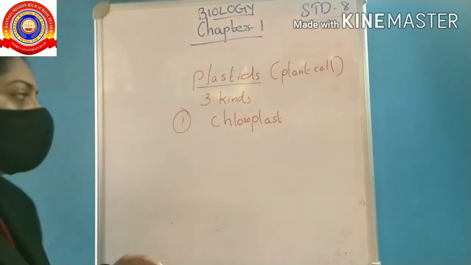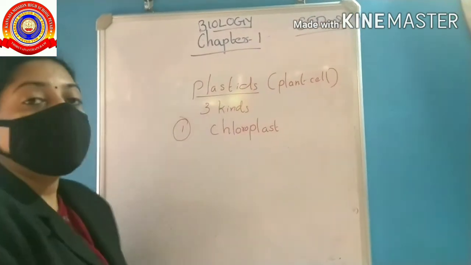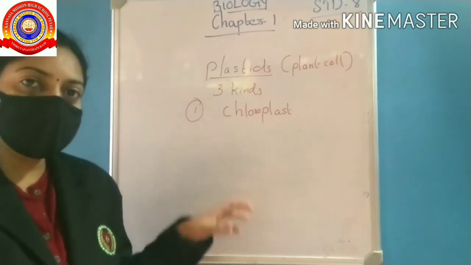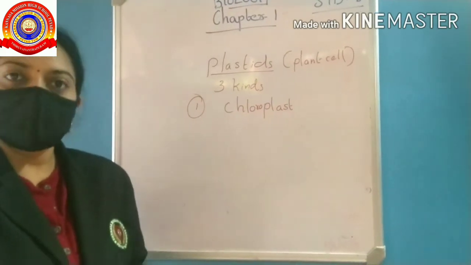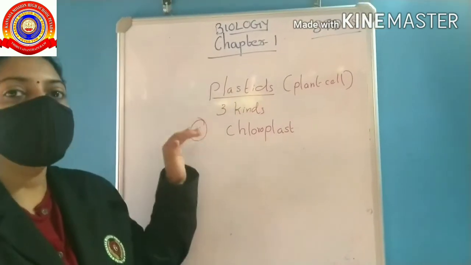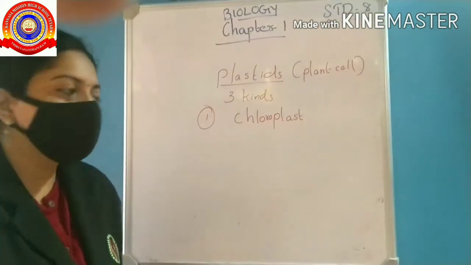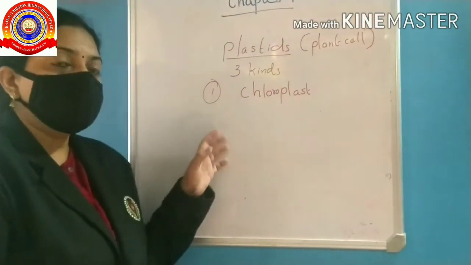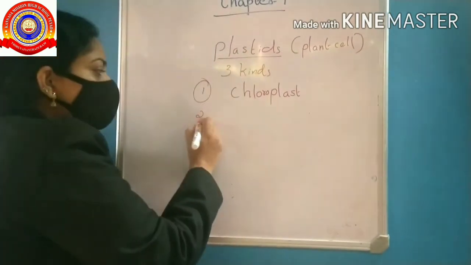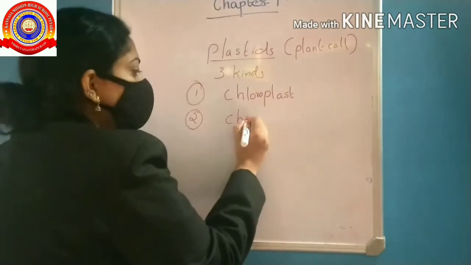First one, chloroplast. We already know about chloroplast. It helps in photosynthesis. So the function of the chloroplast is to help in photosynthesis. The chloroplast contains a green pigment which gives green color to the plants.